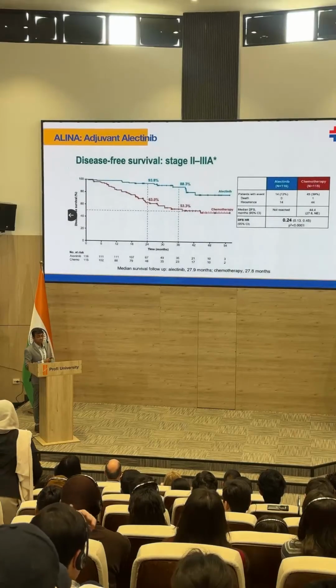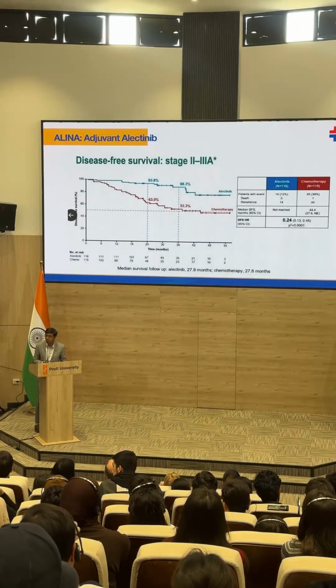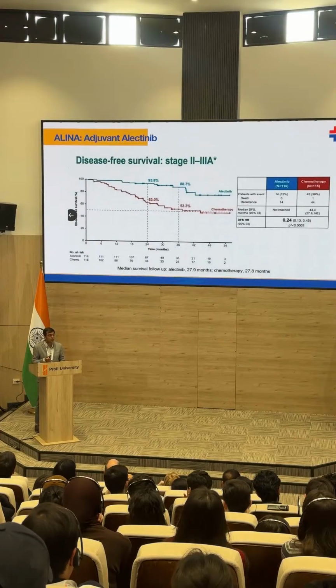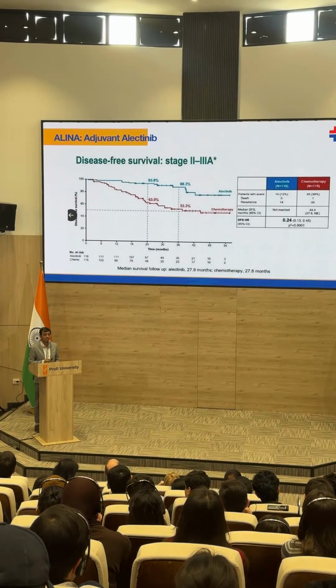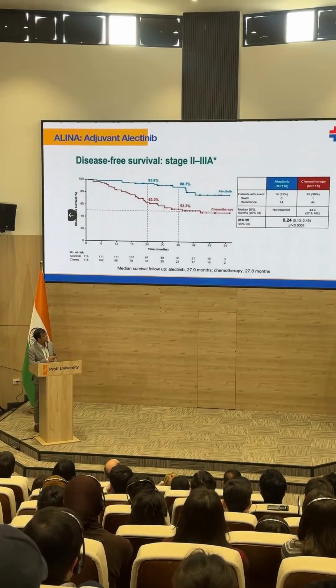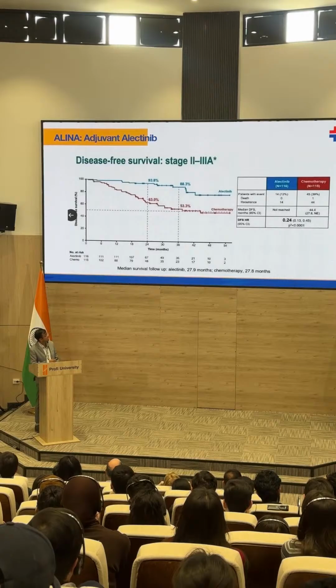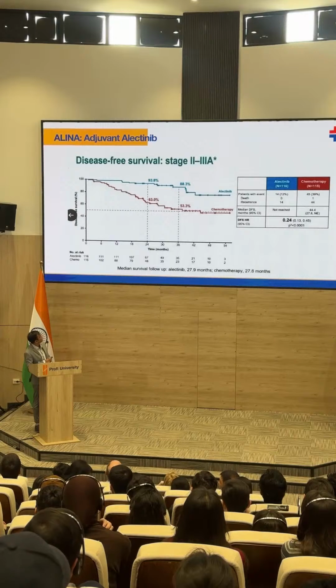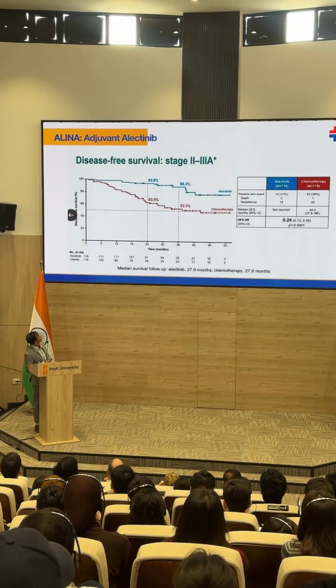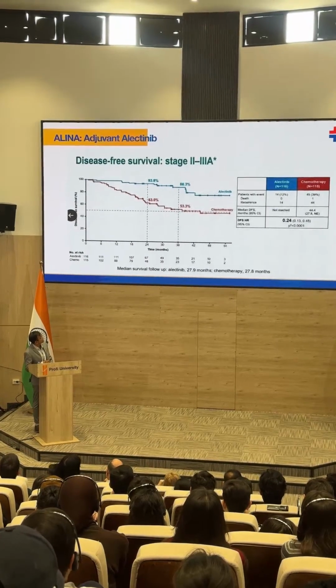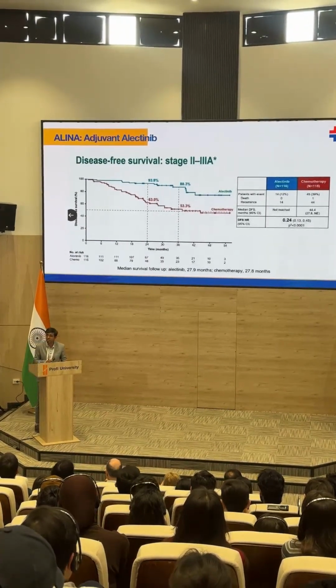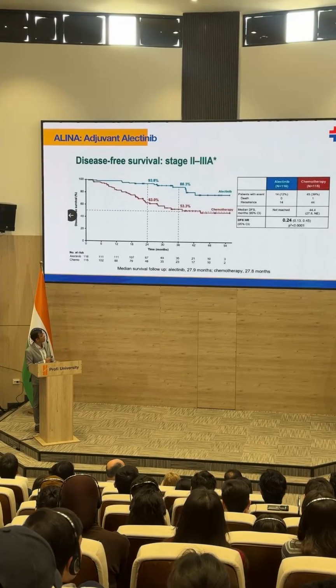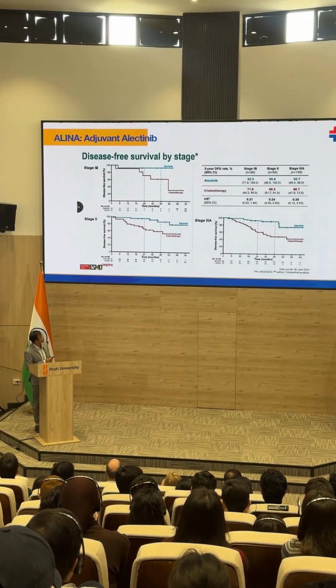The next is alectinib, ALK-targeted therapy. So ALK is another gene which is mutated. There's fusion of the ALK gene happening in lung cancer patients, and with using alectinib post-surgery, you can improve the survivals by almost 30%. So people who received surgery followed by chemotherapy, at 3 years, 53% were disease-free. Those who received alectinib, 88% were disease-free. And this is irrespective of the stage.